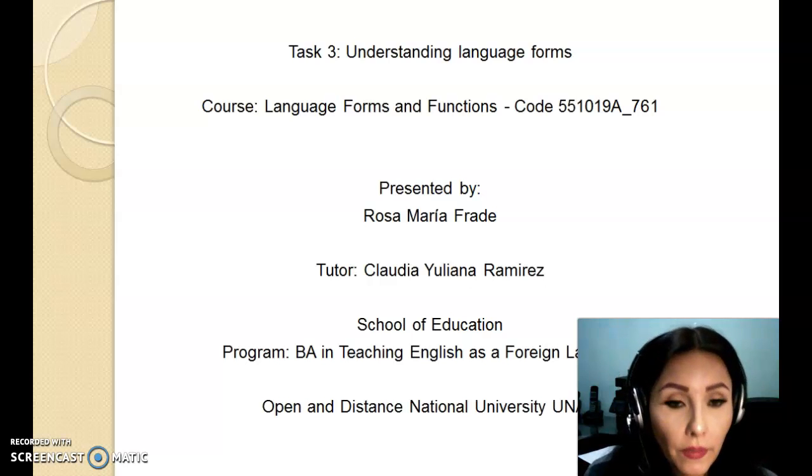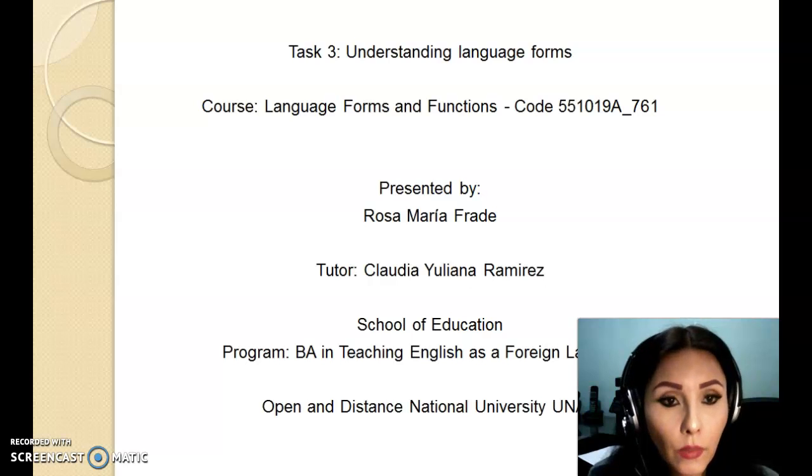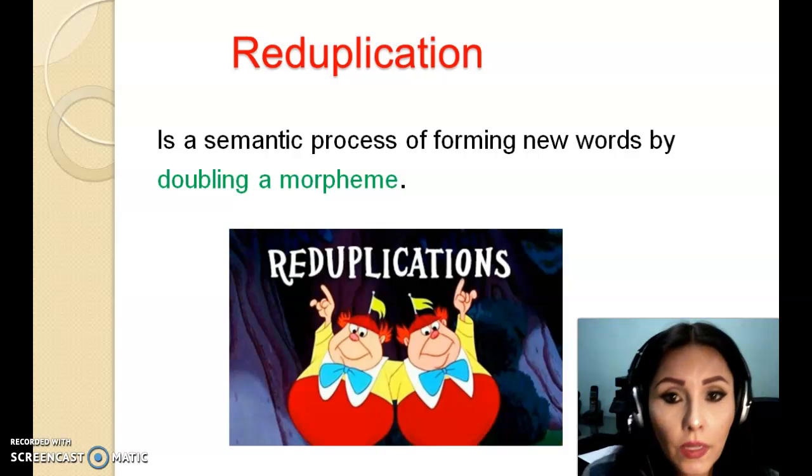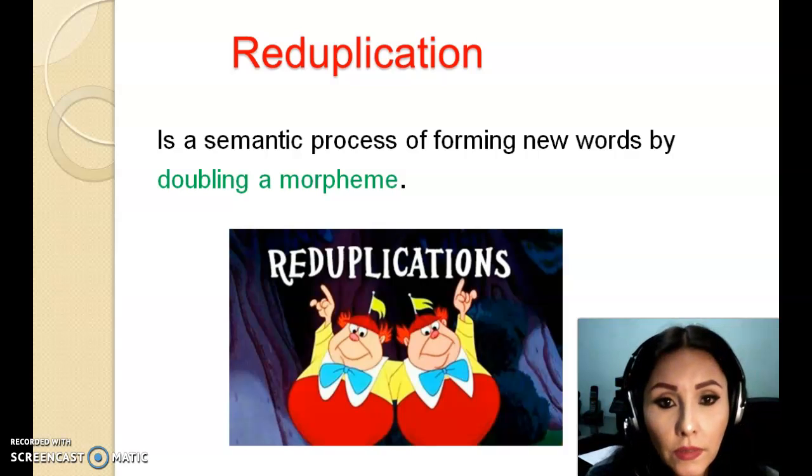I am Rosa Maria Frade, and this is my final activity related with the topic that I choose, that is reduplication. What does it mean, reduplication? It's a semantic process of forming new words by doubling a morpheme.